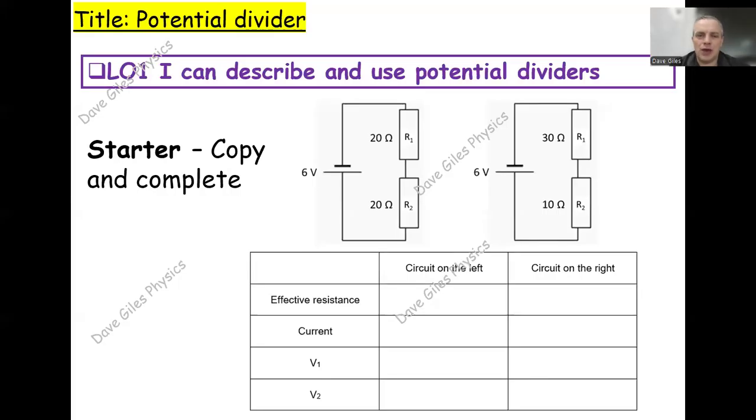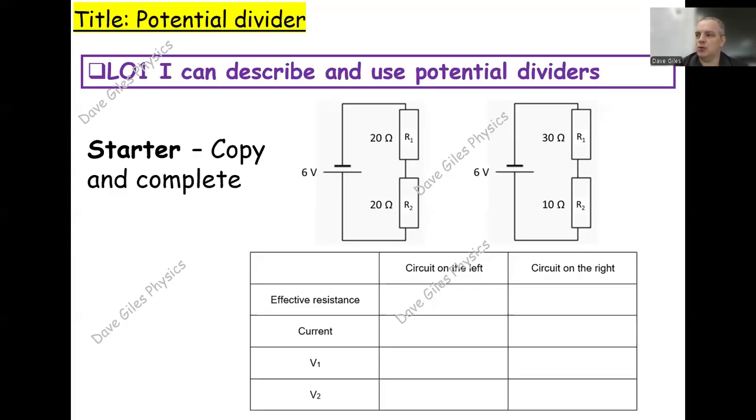Hello, it's Dave Giles here for the next lesson of Cambridge International Education IGCSE Physics, Unit P4, Electricity and Magnetism. Today we're looking at potential dividers. The learning objective is to describe and use potential dividers, and there are some calculations to go alongside that as well.